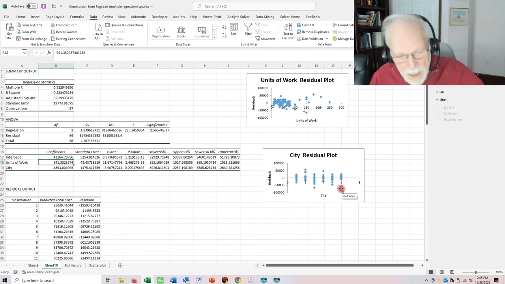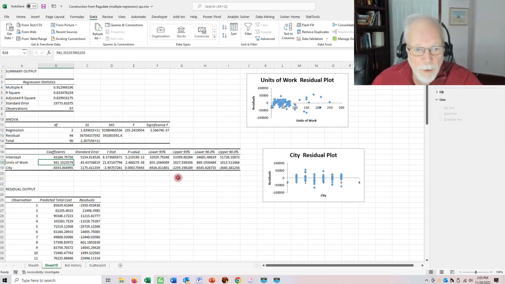So the residuals look okay. And that means that this model looks like a decent one for predicting the cost of things. But there are a couple things to point out. First of all, what would the equation actually be? The actual equation would be that number times the number of units of work plus that number times the city variable plus that number to get the entire model.